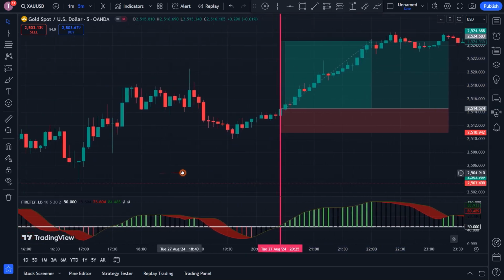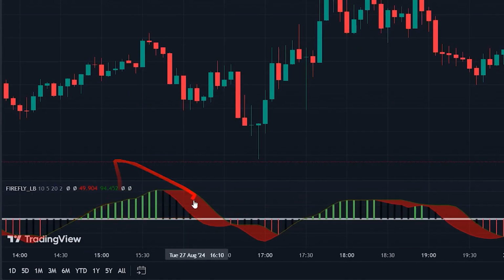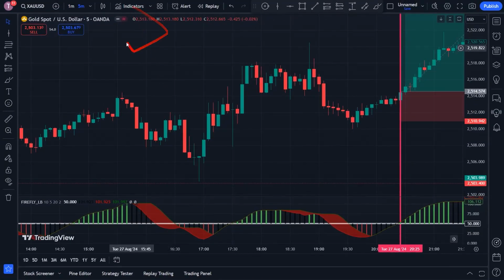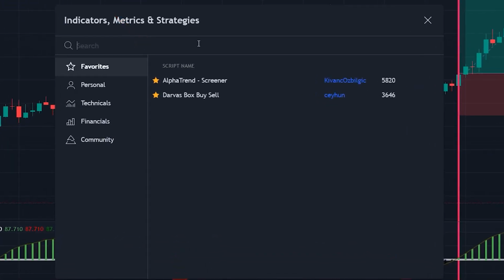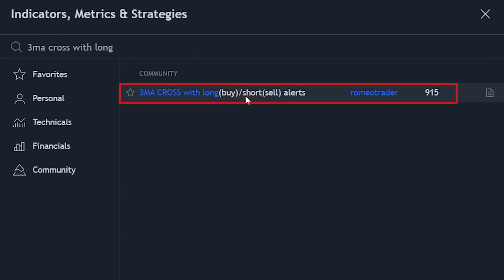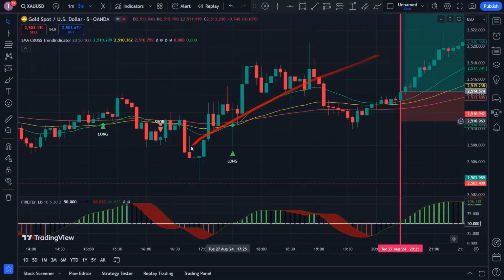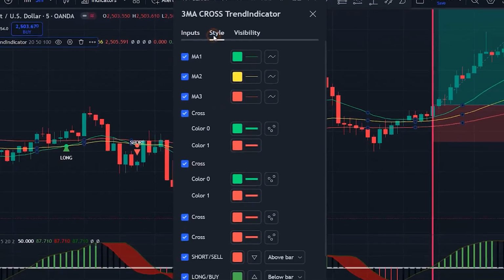However, you should be aware that there might be times when this indicator gives us false signals. So we shouldn't rely solely on one indicator. To improve our win rate, we need to add a second indicator to the chart. For this, we go back to the Indicators tab and type in the search box 3MA cross with line. Now we just click on it when you find it to add it to the chart. As always, after this step, we need to go into its settings and make adjustments. So pay close attention to avoid making any mistakes.